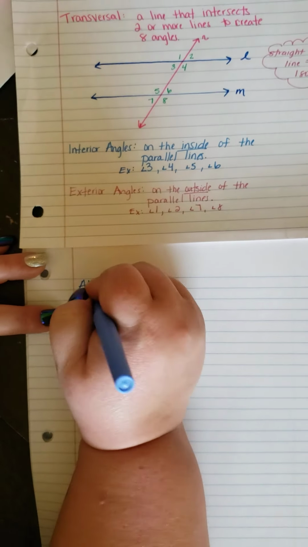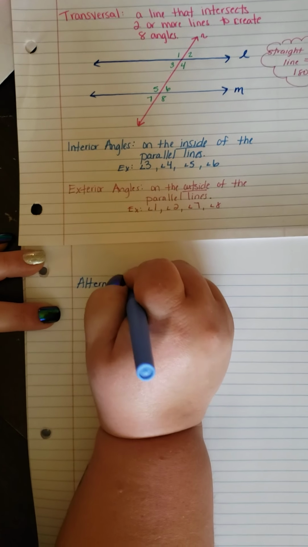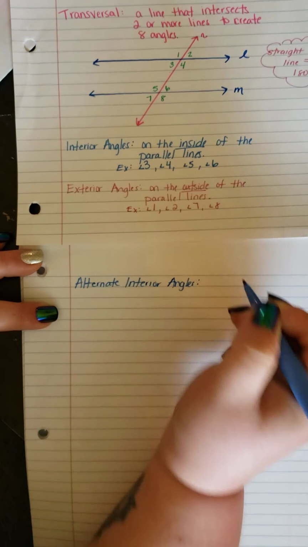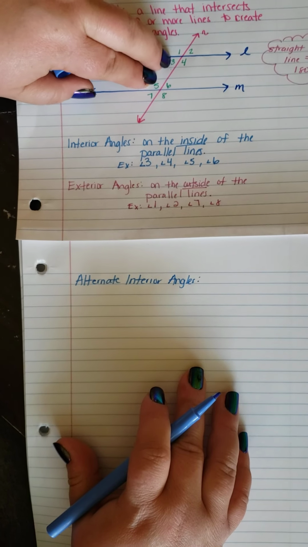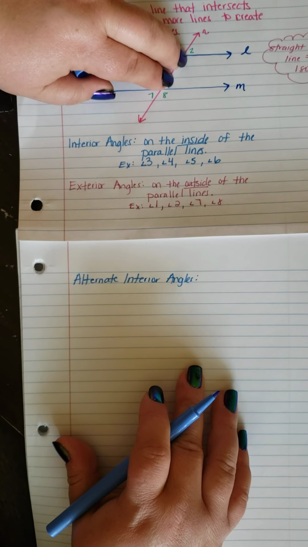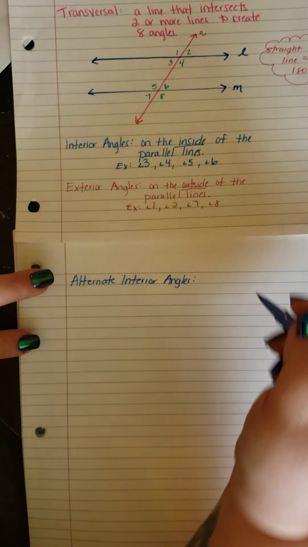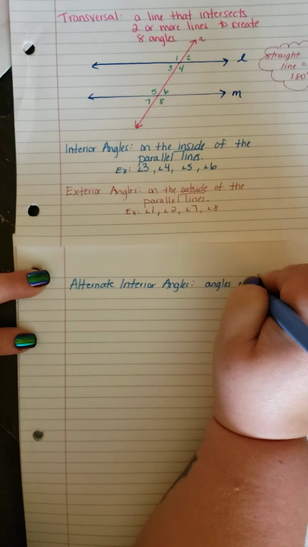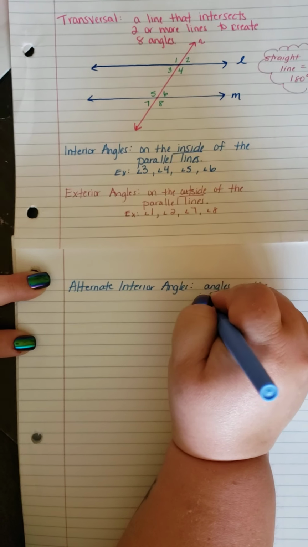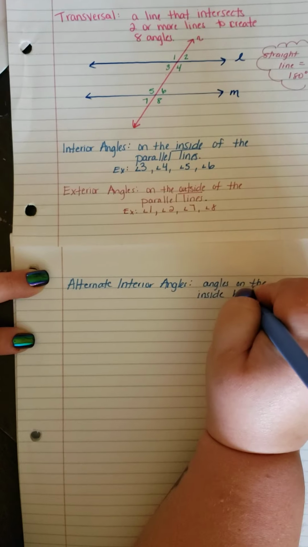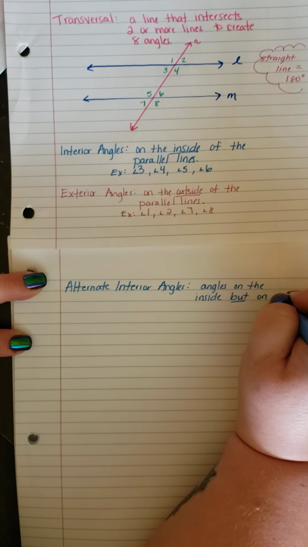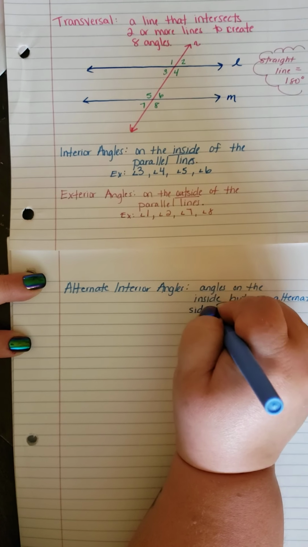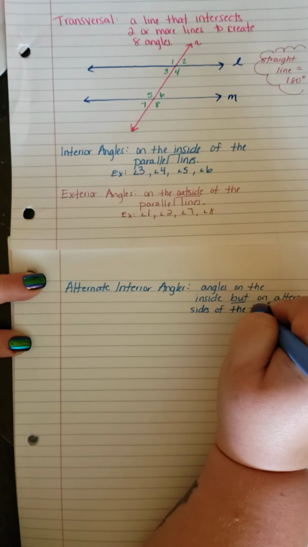Alternate interior angles are just that. If I know what my interior angles are, on the insides of my parallel lines, here's my interior, okay? Now I need alternate interior angles. Those are angles on the inside still, but on alternate sides of the transversal.